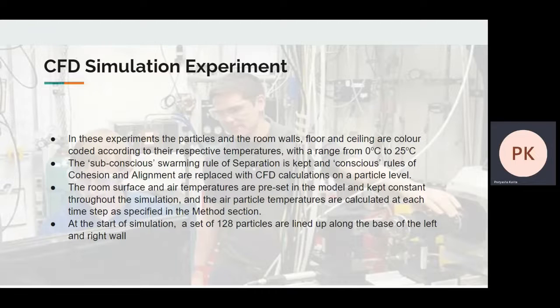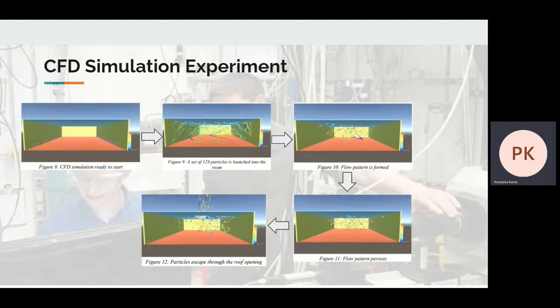The room surface and air temperatures are preset in the model and kept constant throughout the simulation, and the air particle temperatures are calculated at each time step as specified in the method section. At the start of the simulation, the particles are lined up along the base of the left and right wall. This is seen in the first figure. Subsequently, a set of 128 particles is launched into the room.